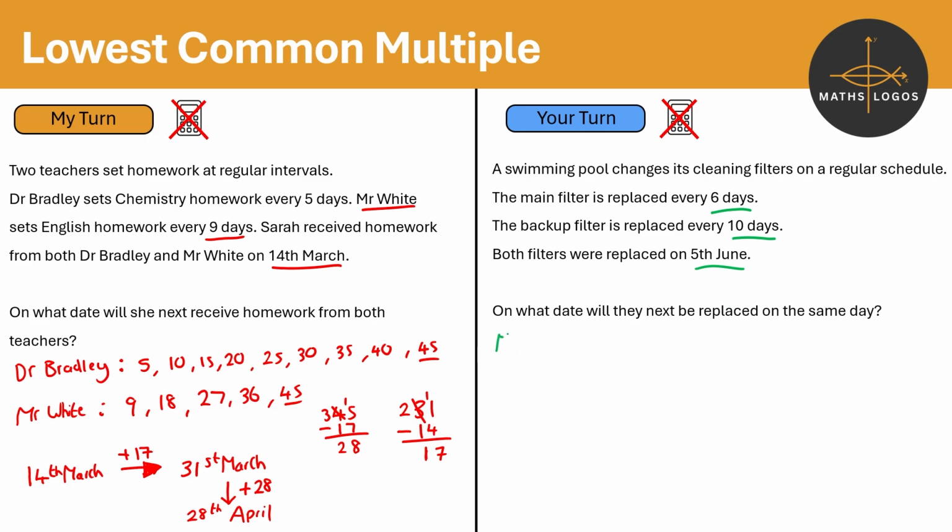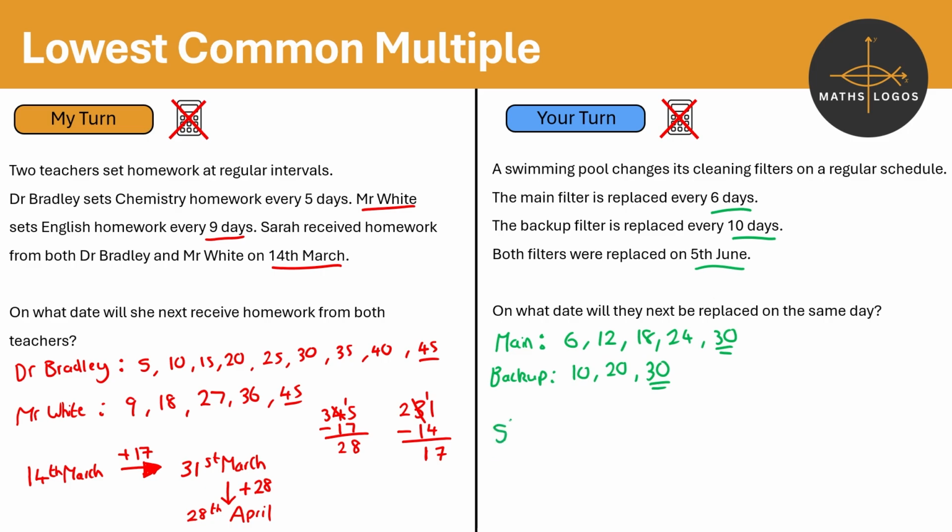So let's consider the main filter. And that's every 6 days. So I'll list out the 6 times tables, so the multiples of 6. Okay, and I'll stop there. And then we'll have a look at the backup filter. It's every 10 days, so 10, 20, 30. And I can see the lowest common multiple in the list is 30. And what that means is it will be replaced 30 days after the 5th of June.